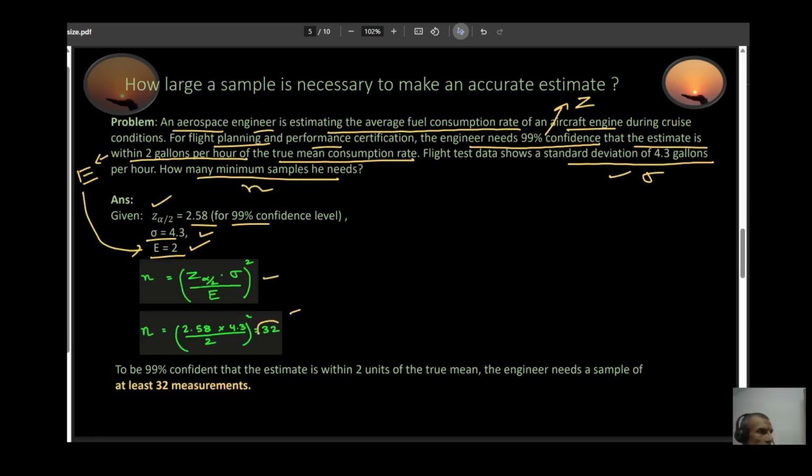answer is approximately 32. If it's not exactly 32, it may be like 31.5 or 31.6 rounded off, because that's the number of samples. So I rounded off and the answer came out to be 32. So to be 99% confident that the estimate is within 2 units of the true mean, the engineer needs a sample of at least 32 measurements. He can have more than that, but at least he needs 32 measurements.